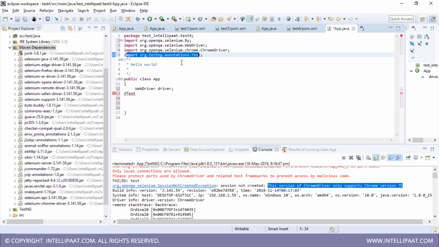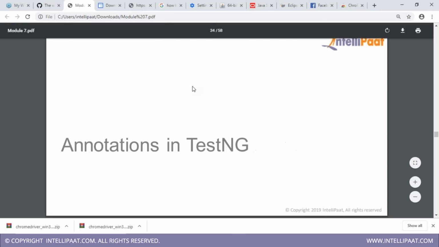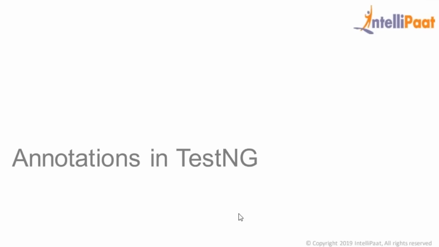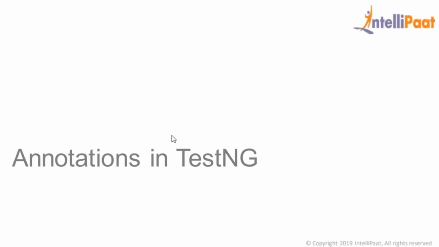Now let's understand how to use TestNG. We would have set up TestNG by now using this particular command. Let's come back to the browser and understand how we can use TestNG. TestNG uses something called annotations, which I told you are these kinds of texts, like @Test or @BeforeMethod or @BeforeClass. Why do we use them? Let's understand that.